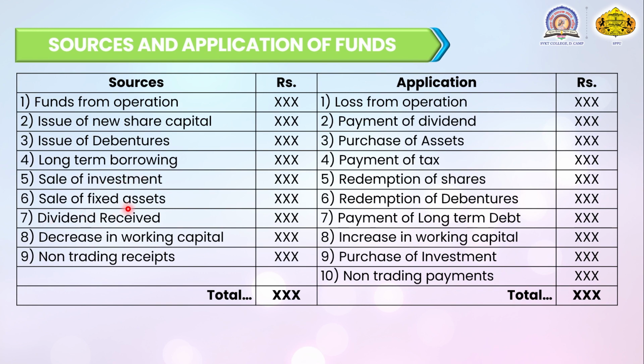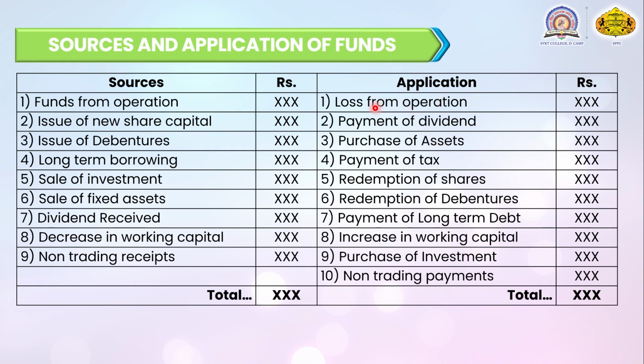Sale of fixed assets like sale of building, sale of vehicle, sale of furniture, collection from sales. After that, dividend received, decrease in working capital and non-trading receipts. These figures are collected from the sources, and application comes from changes in working capital. This side is the application side.